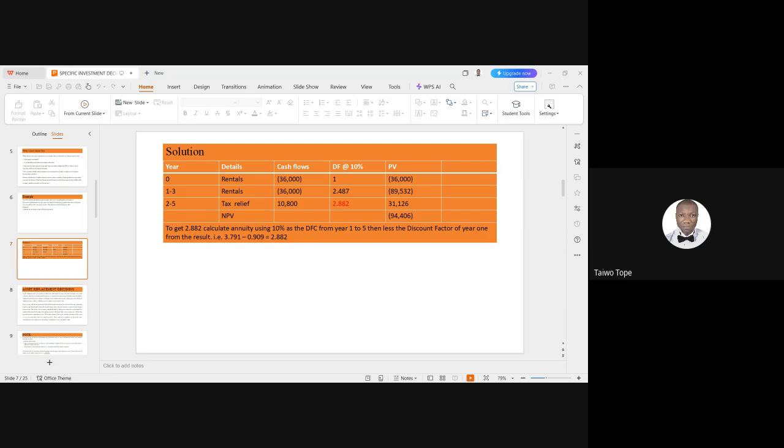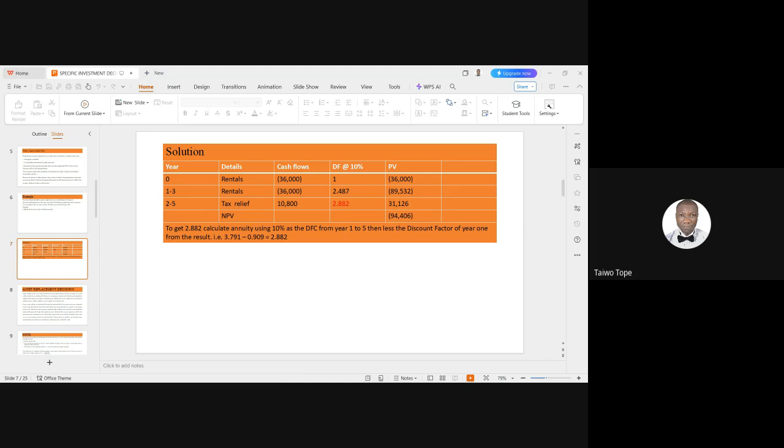Now, the point is this: the tax relief is paid in arrears. So we have it for year 1, paid in year 2. Now, since it's a constant cash flow, inflow in this case, 10,800, the annuity, for you to get the proper annuity from year 2 to 5, what will you do?